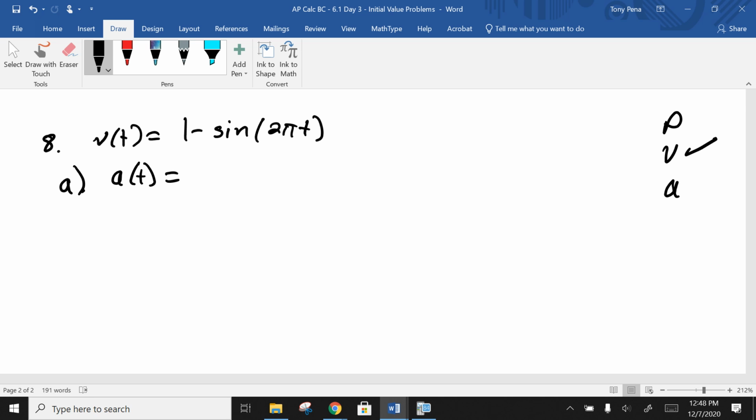All right, that should take 10 seconds. Just remember our derivative rules. The derivative of a constant is 0, so the 1 would go away. The derivative of negative sine should be a negative cosine. So we should get initially a negative cosine. You leave the inside alone. And then we've got to do our chain rule. These are both the coefficients, so the derivative of 2 pi t should give you 2 pi. So that should have been our derivative, our acceleration.